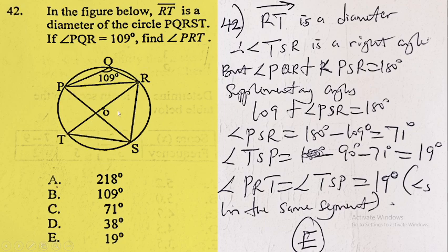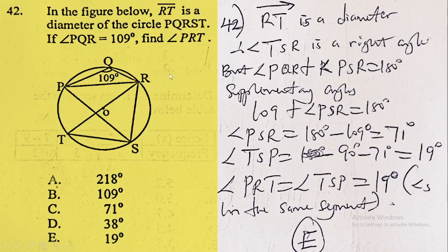How do we do that? If this line TR is the diameter, as you have been told, that makes angle TSR 90 degrees. Reason: angle in a semicircle is a right angle. So angle TSR is a right angle, because this line is a diameter.